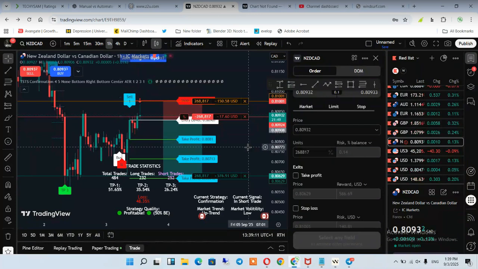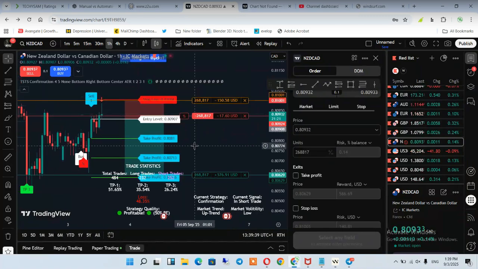Okay, so I'm trying to take the trade live as I am on this call. It's a sell. The trend time frame is a sell. The stop loss is at 150.58k, 0.81004. Which is very low, right? A very low risk trade.